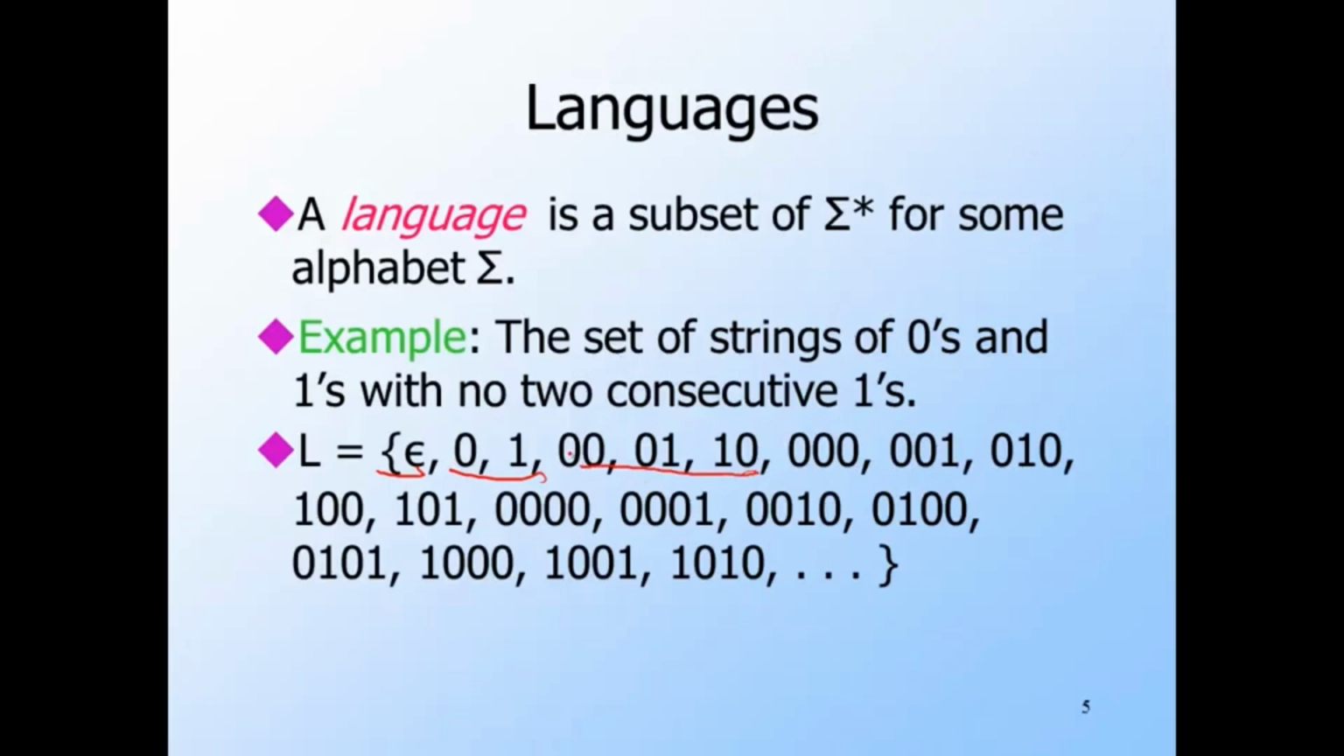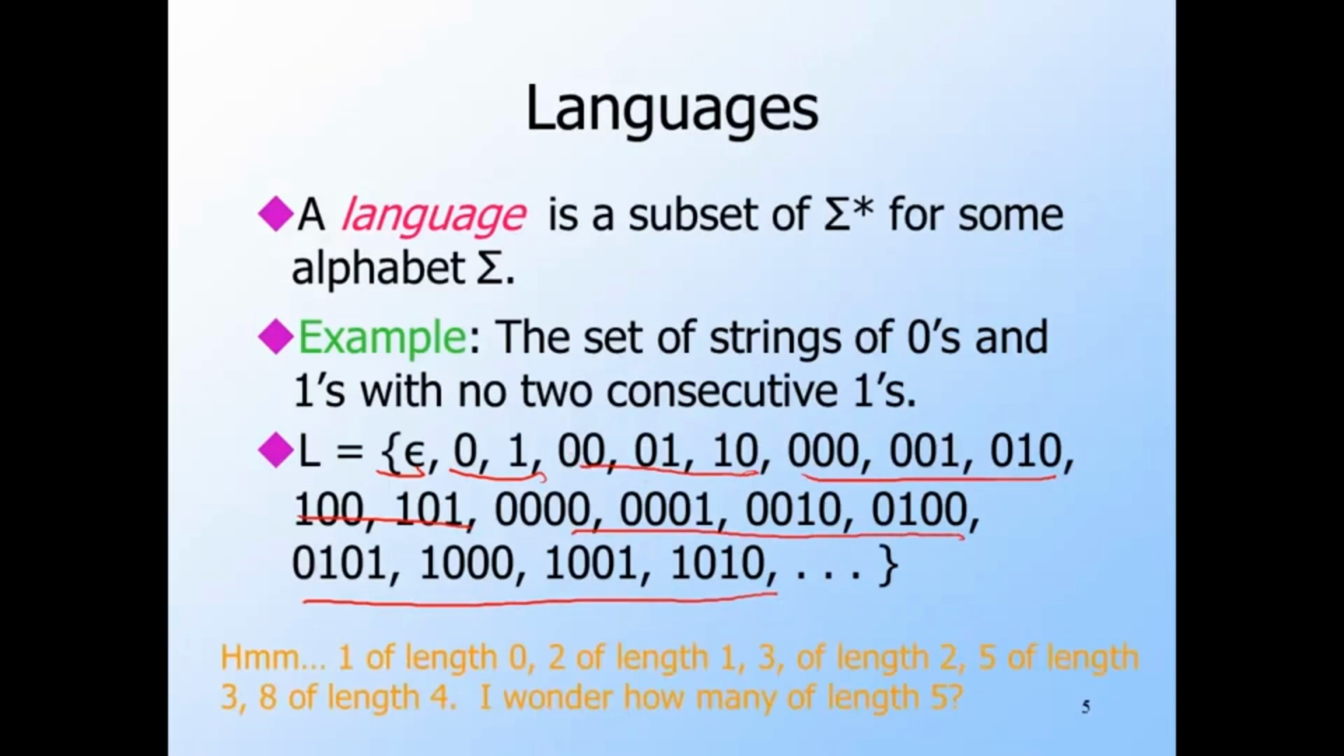5 of the 8 possible strings of length 3 are there, as are 8 of the 16 strings of length 4. Here's a little puzzle for you to think about. For length 0 through 4, we see there are 1, 2, 3, 5, and 8 strings. Do you recognize the sequence? And can you extend it to strings of length 5, 6, and so on? And in particular, can you prove that your prediction is correct?